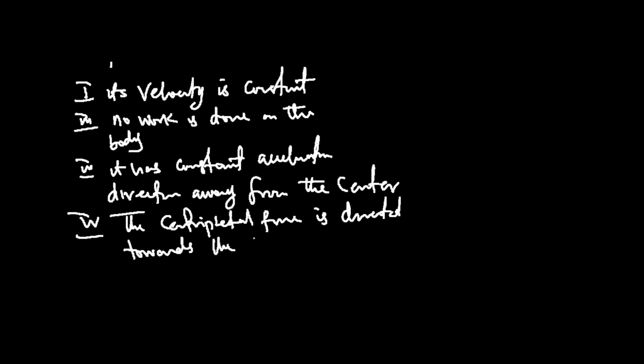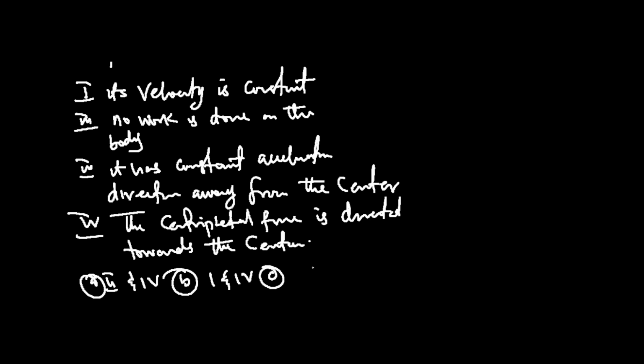Directed towards the center. So the question says, which of the above is true of a body moving with constant speed in a circular track? You can see the way they are putting this now. Which of the following is true of a body moving with a constant speed in a circular track? A, Roman figure 2 and 4. B, Roman figure 1 and 4. C, Roman figure 2 and 3. And D, Roman figure 1 and 3.